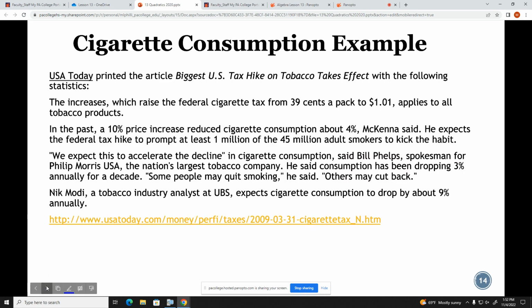Next, we have an article. And this is from 2009, so it's very close to the end of our data set where our model stopped working. And in this, it is talking about in 2009 a significant tax increase on cigarettes, which experts in the field were saying would create a decrease in consumption. So I would like you to pause the video and read. We're going to talk about it, but I am not going to read to you. So pause, read the little blurb, and then we'll go back to looking at the problem.